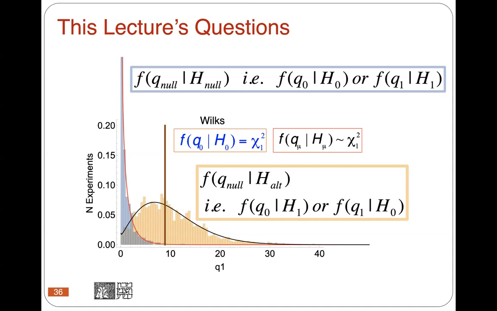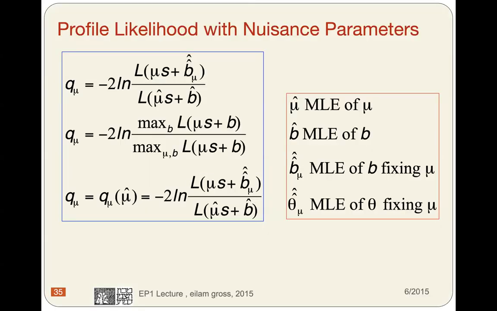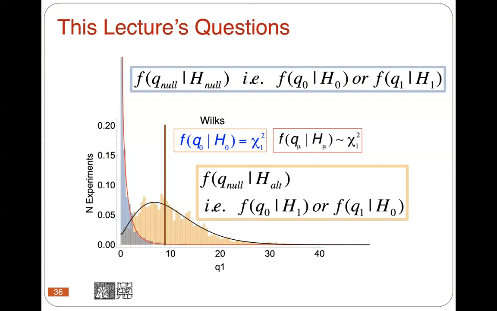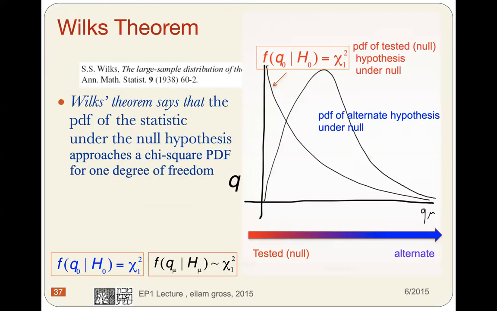And it doesn't matter what the background is. It doesn't care what the background is. The background is called a nuisance parameter. It doesn't care what the nuisance parameter is. There could be a background here. There could be other parameters which are irrelevant. As long as I do this procedure that you see here, the distribution of the test statistic under the null will always be a chi-square with 1 degree of freedom. Doesn't matter. This is why we like to use the profile likelihood. So Wilks' theorem tells me that the probability distribution function of the test statistic under the null hypothesis is always a chi-square with 1 degree of freedom.